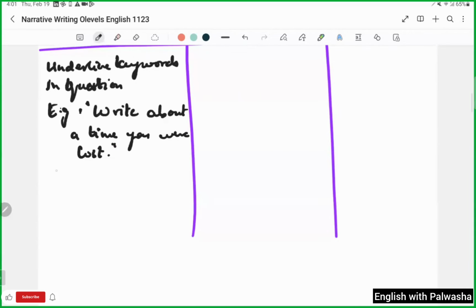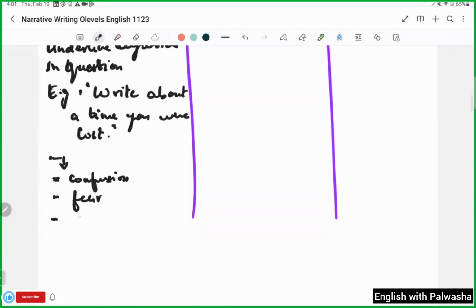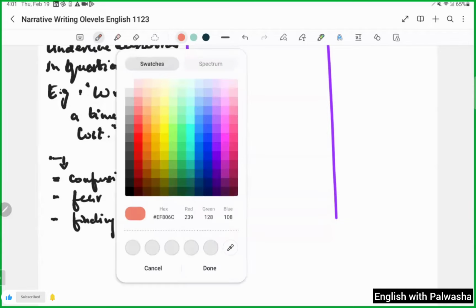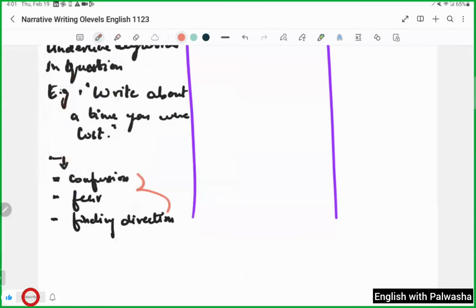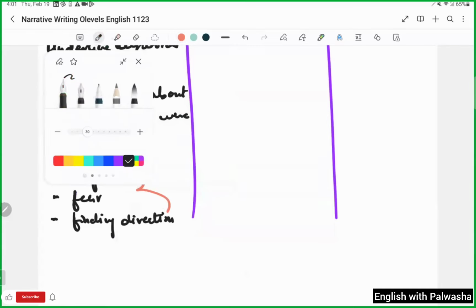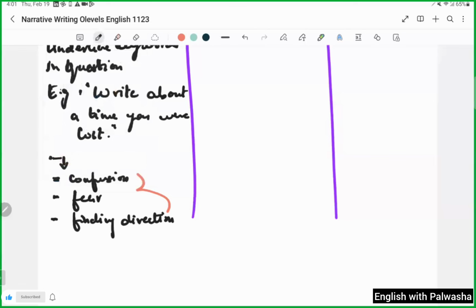So you have to write about these important things. First, you have to write about a confusion you have to create in it. There should be a fear which you faced when you were lost. And towards the end, you were finding a direction because you were lost. So it's going to be in a proper, structured manner. How were you lost? What did you do? There should be a confusion first where you got to know you were lost. Then you started getting afraid.